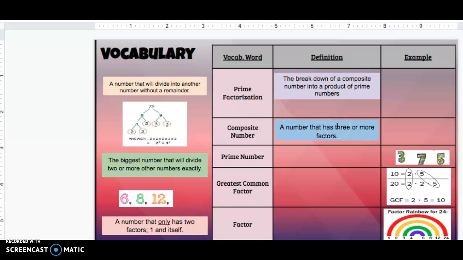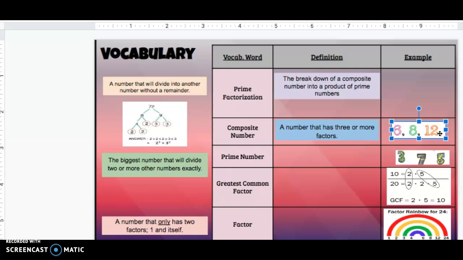So what I mean by that is, if we're looking at 6, you have 2 times 3 and 1 times 6, that gives you 6. So 6 is a composite number because it has more than one and itself as its factors. So your composite numbers are 6, 8, and 12. Now there's more. You can say 4, you can say 36, you can say 54. All those numbers are composite because they have more than one set of factors.